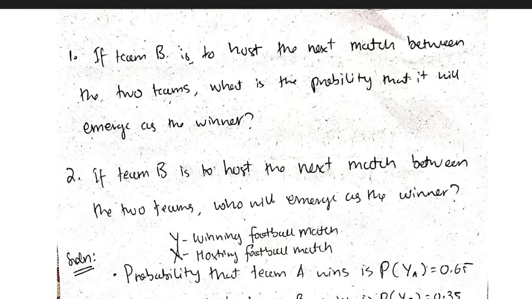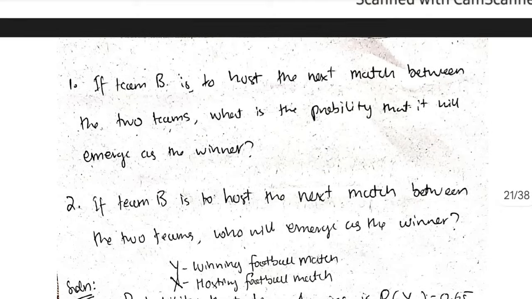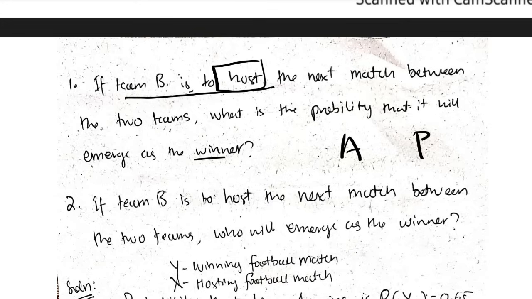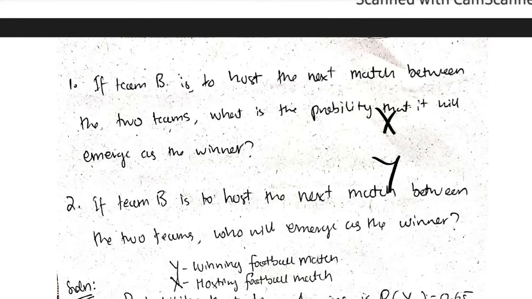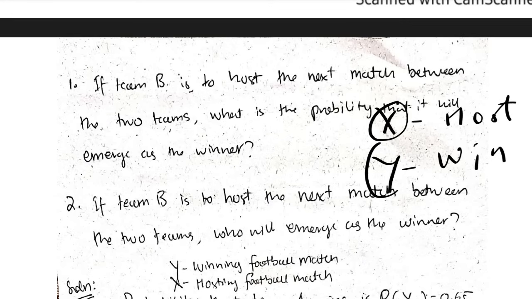Now you have to segregate two main events happening here. The first event is B is hosting the match. That's the first event, event A. Event B is winning or losing. Instead of A and B, let's take X and Y. X is hosting and Y is winning. This is the event of hosting, this is the event of winning.